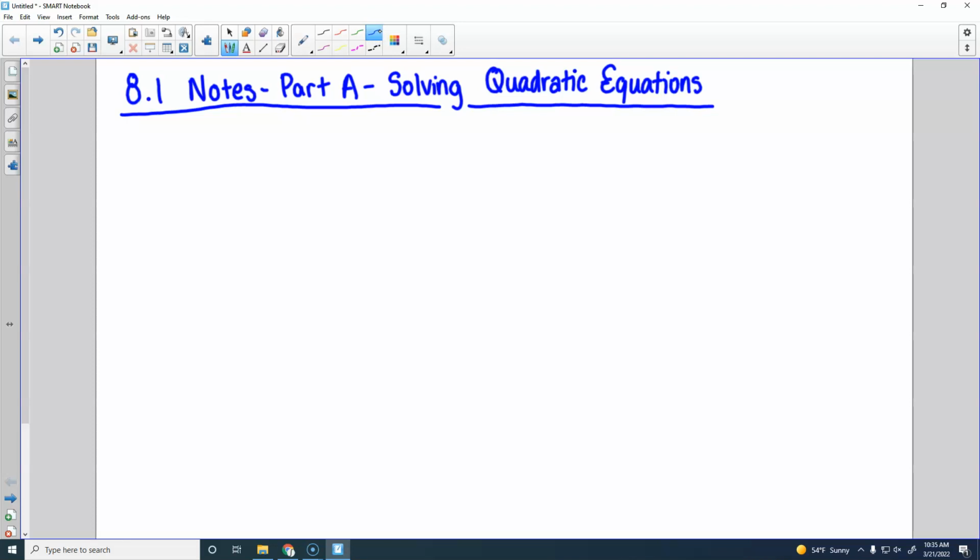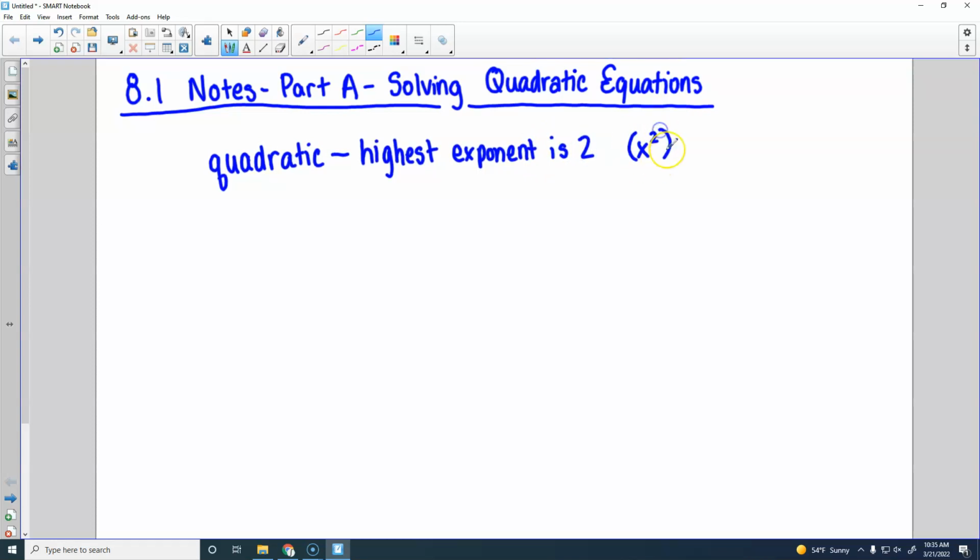So quadratic equations. Let's do a little bit of vocabulary here. Quadratic tells us that our highest exponent is 2. That means we got an x squared in the problem, and you don't have an x cubed or x fourth or x to the 5th, which we're not going to see because that's not covered in this level course. And then an equation.